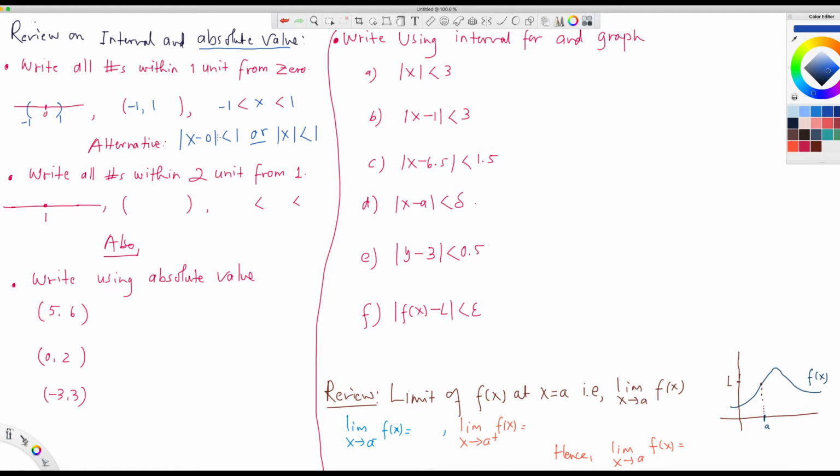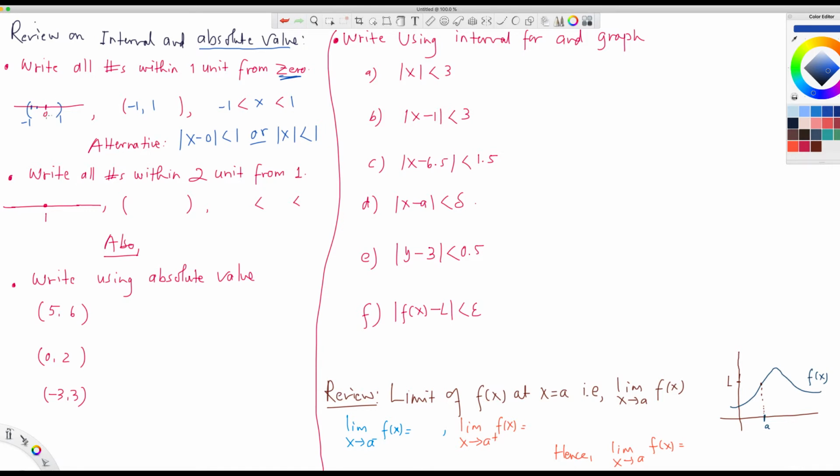So basically, if you want to write all the numbers that are a certain unit from a certain number, that number goes with x minus, okay? And that number goes outside the less than, and then you write that number there, okay? So x minus 0, because see, if you take x here, then x minus 0 is the distance between x and 0, which is less than 1, right? If you write x here, the distance between x and 0 is less than 1.